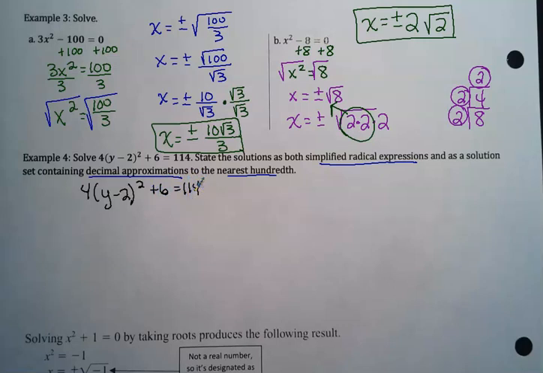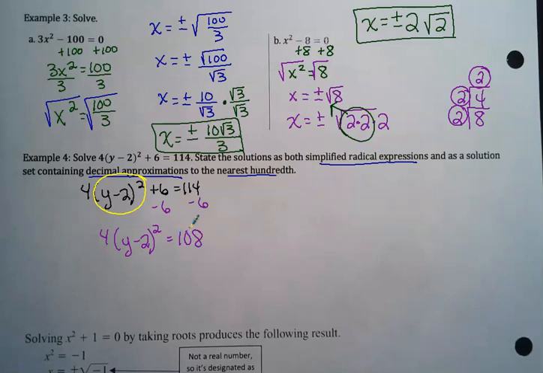All right, is it in standard form? No, it's not. So what do we need to do? Well, we could put it in standard form. We're also dealing with taking the square root, right? We're solving by taking roots. We have a square term here, so we can isolate. Let's isolate this term and start there. So the first thing we would do is subtract 6 from both sides. So we're going to have 4 times the quantity y minus 2 squared equals 108.